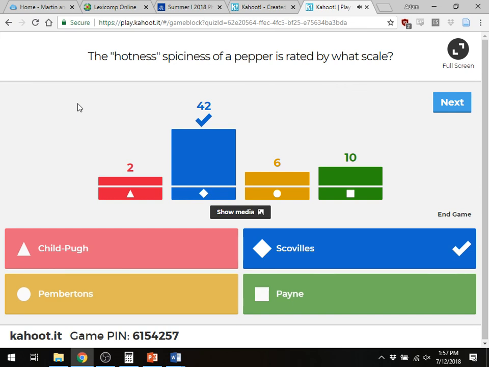Good, yeah, Scoville's. A lot of you must watch your Food Network. What is Child Pugh? Anyone know what that is? It actually has to do with liver dysfunction, so you have different scales of liver dysfunction that you see on the Child Pugh score. But I don't remember where I got Pemberton's from. This is from last year, and it's not a pain scale, but Scoville's. So if you ever see the Carolina Reaper or something like that, it's billions of Scoville's or something crazy, but that's what it's measured in.